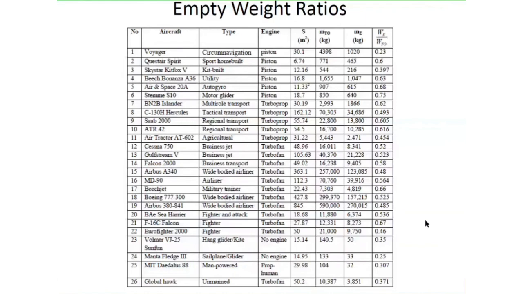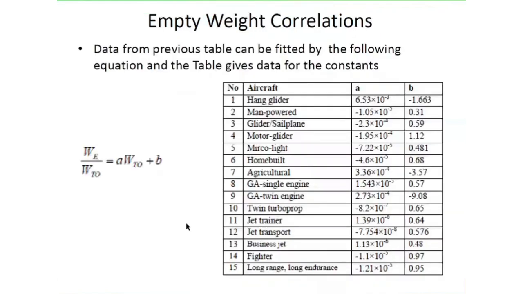And there are also different correlations. That is one thing. There's another correlation which relates the empty weight ratio as a function of takeoff weight plus a constant. This is just a linear fit, and there are numbers given here for jet transport, trainer, fighter, business, and all that. These are derived by people, not by me. It's all available in textbooks, and they have been tested over a period of time.